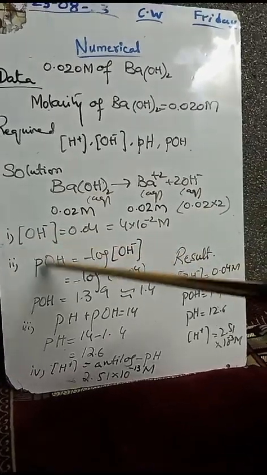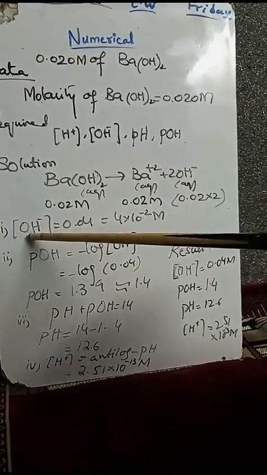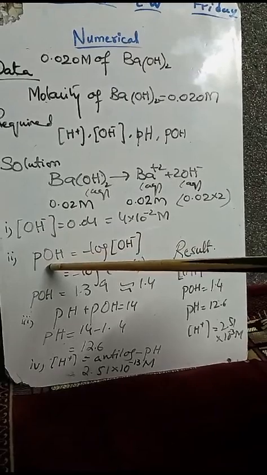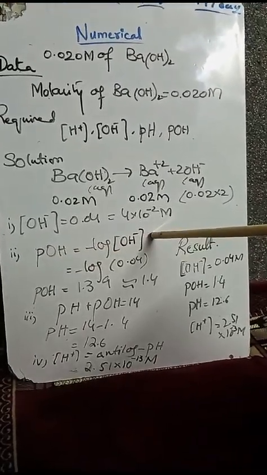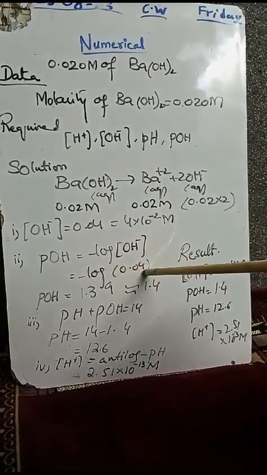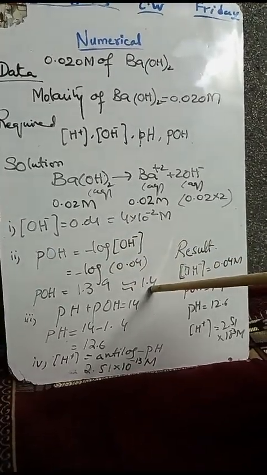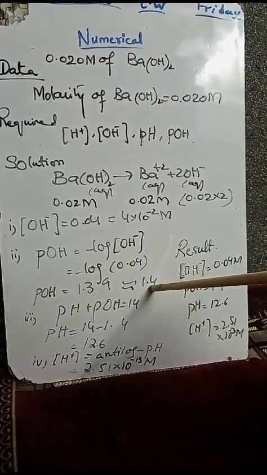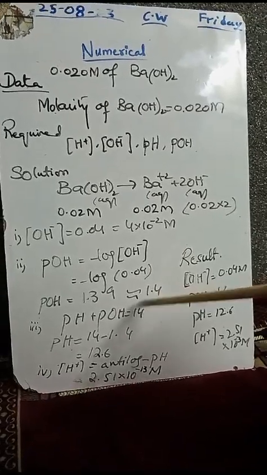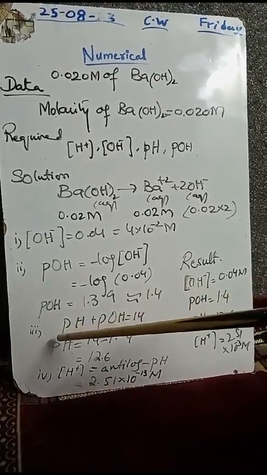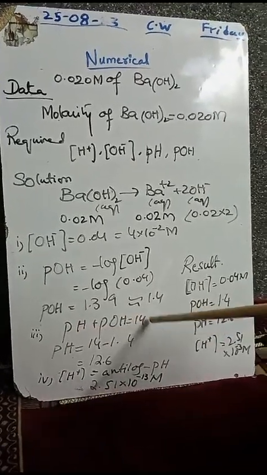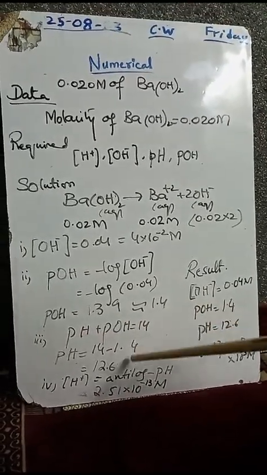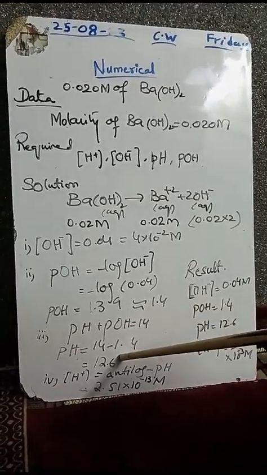Second step is that when you have the OH negative ions, you have to find out the pOH, and pOH is equal to minus log of hydroxide ion concentration, which is the formula. So you have to put in the values and you come to the answer, which is about 1.4. When you find out the pOH, it's so simple that you can get the pH value. Simply you have to subtract 1.4 from 14 and you will get the pH answer.